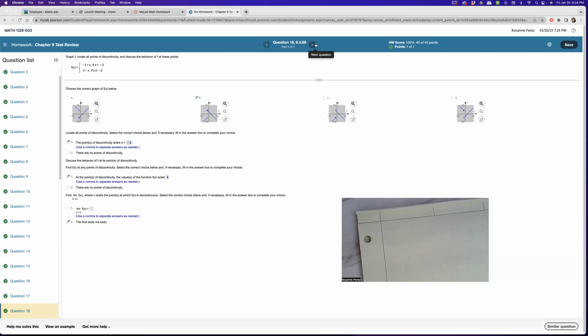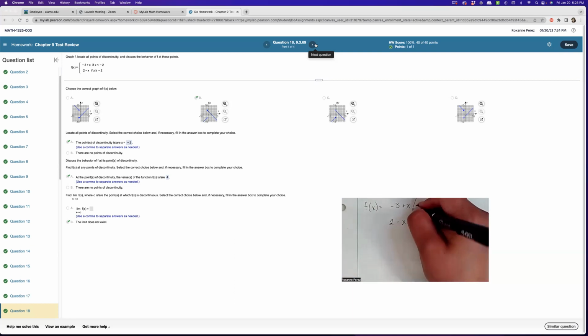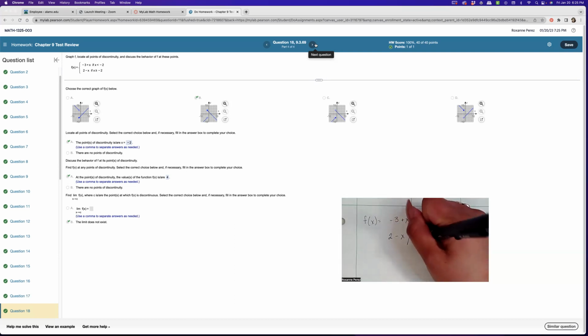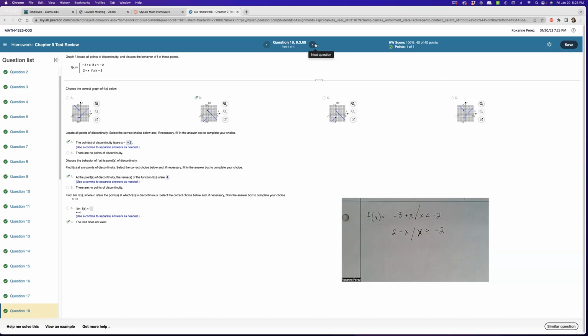Okay, so we're given another piecewise function. f of x equals -3 plus x for x less than -2, and 2 minus x for x greater than or equal to -2. So that's our constraint. This is our function, this is our constraint. This is our function, this is our constraint. It's an x.